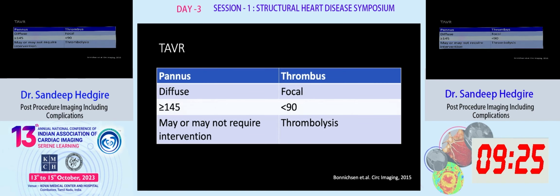Pannus is a more diffuse process. Thrombus is a very focal process. Pannus tends to have higher Hounsfield units, greater than or equal to 145. Thrombus generally sticks to less than 90 Hounsfield units. And pannus usually does not require an intervention, but thrombus does require therapy like anticoagulation.